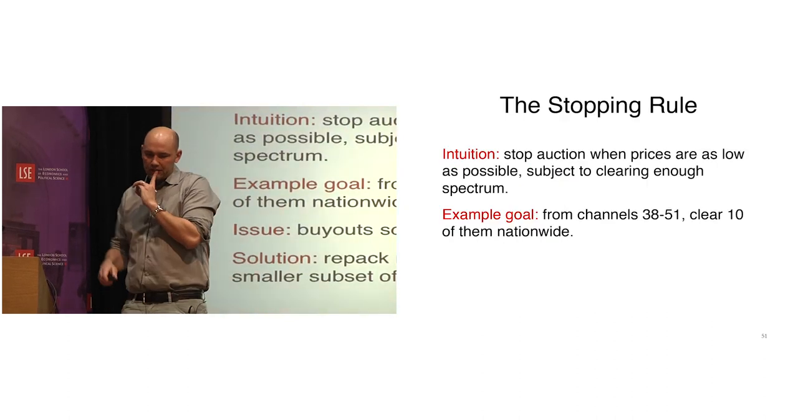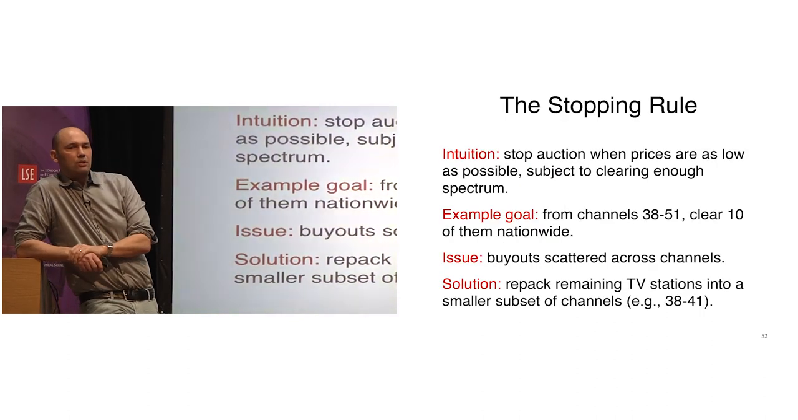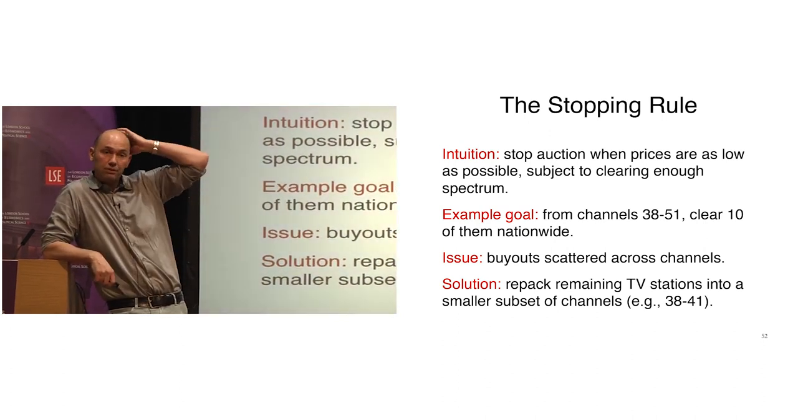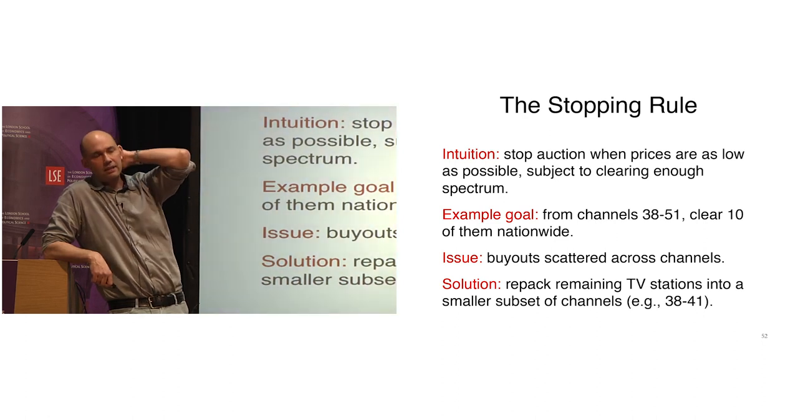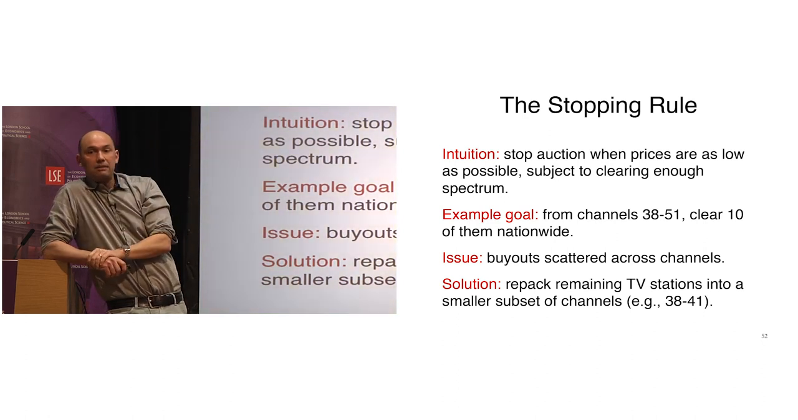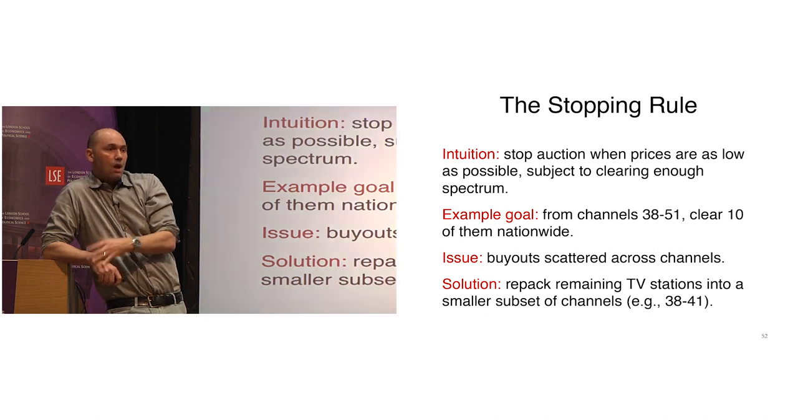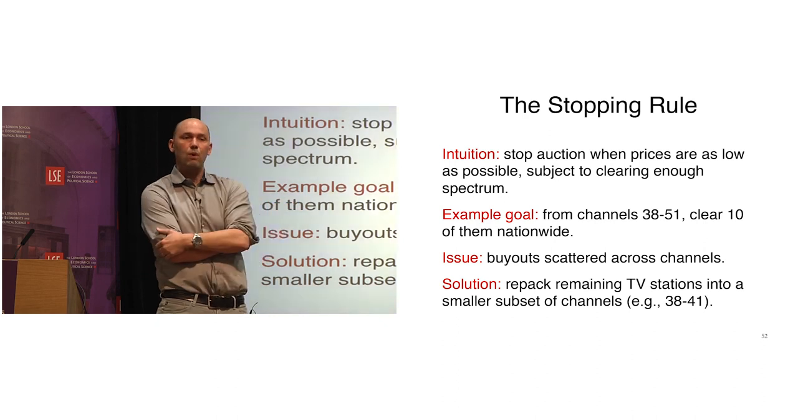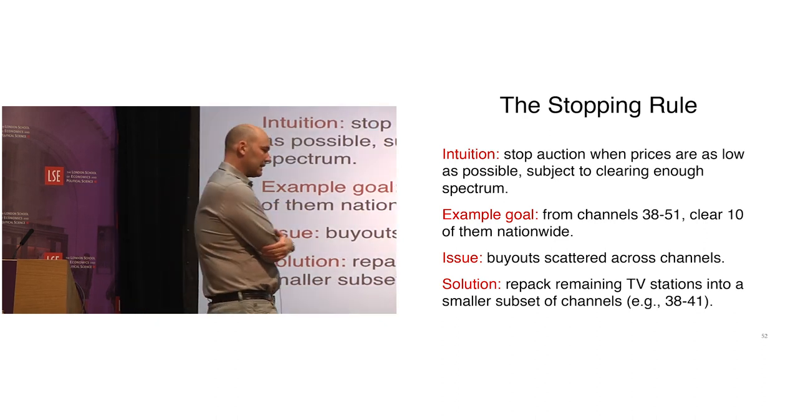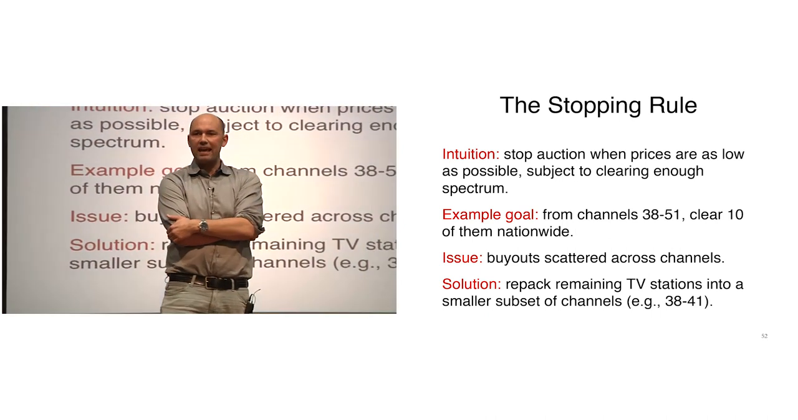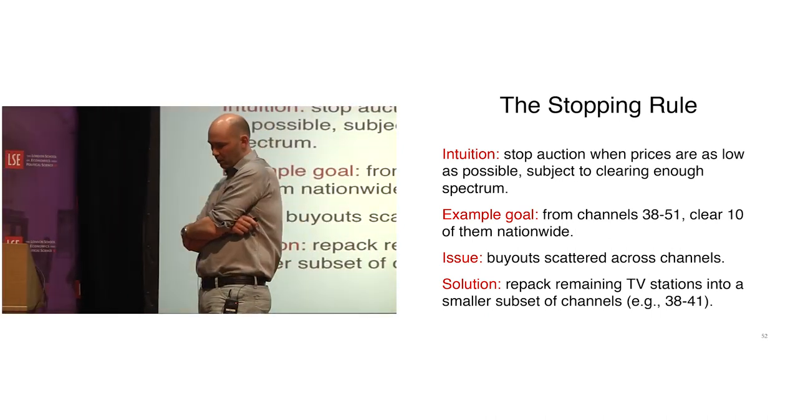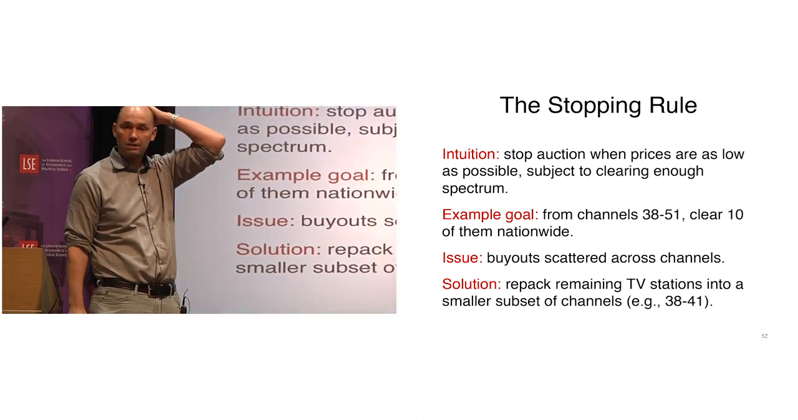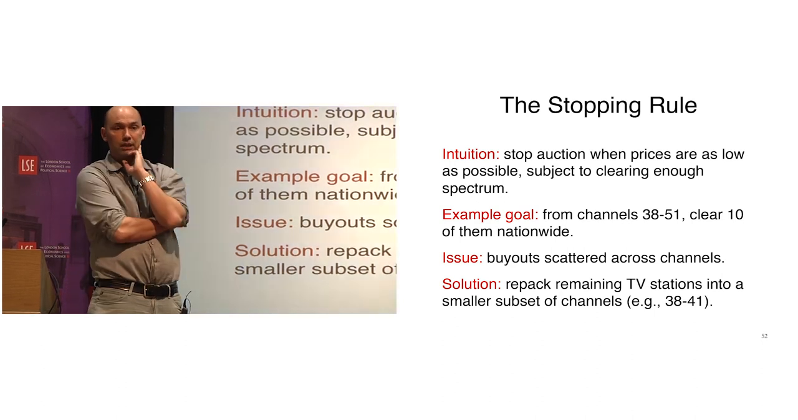A little bit more about how it works. So really what this auction is striving to do is clear a target amount of spectrum, so some number of channels, okay, maybe 10 channels. And it's trying to clear this spectrum while paying as little as possible. Okay? So for example, you could target the stations currently broadcasting on channels 38 to 51, 14 different channels, and say, you know, I want to clear 10 of them. So maybe I'll leave people broadcasting on 39, 40, and 41, but I'll clear up the other 10 so I can sell them in the forward part of the auction. Okay, that's the type of clearing target that they were working with.